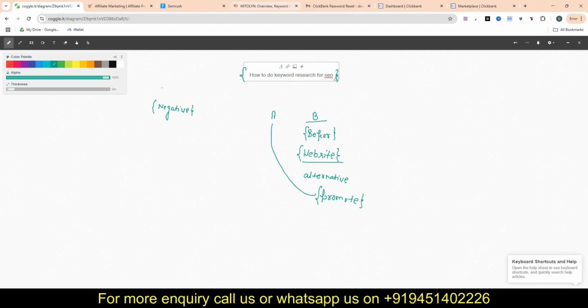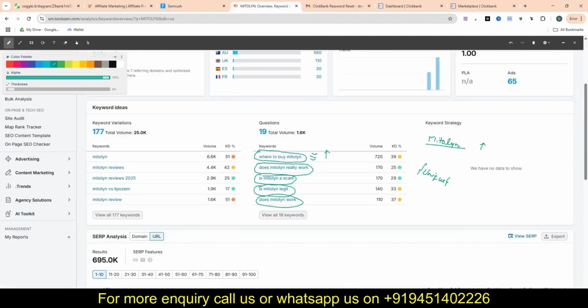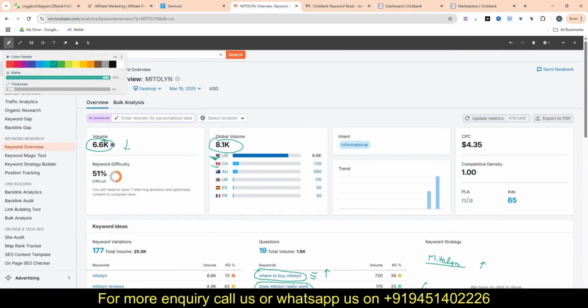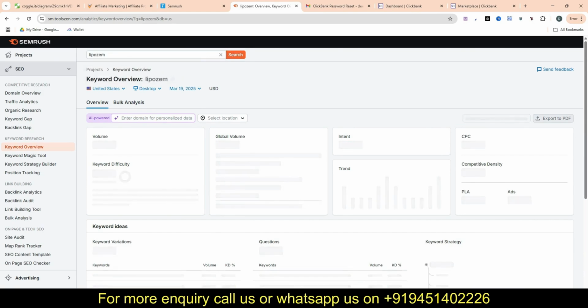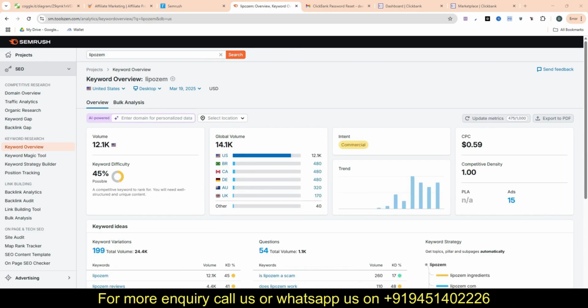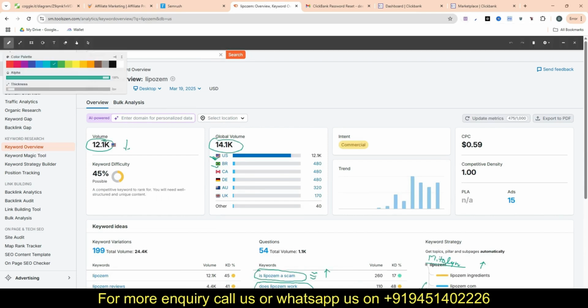So I will see the comparison of Metolin here. You might see Metolin versus Lipojam. What is Metolin versus Lipojam? Now what I will do here is search in data because I have found a competitive product in this niche. So now I will search here to see how much traffic volume Lipojam has. Here we can see that Lipojam has a traffic volume of 12.1K.